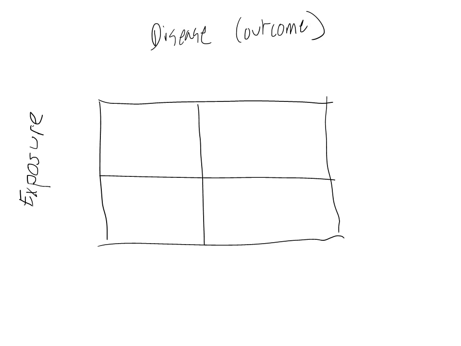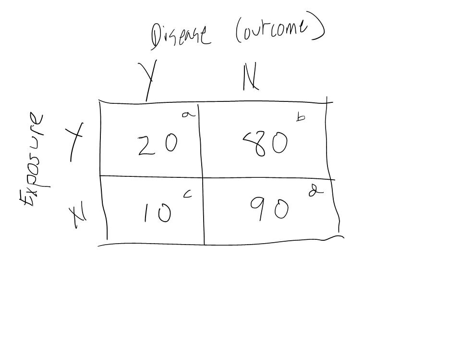Typically, we use the columns for disease status and the rows for exposure status. And typically, we put the yeses and nos as such. Our 2x2 table is now ready for numbers. These are simple hypothetical numbers of disease occurrence among those who were exposed versus unexposed.